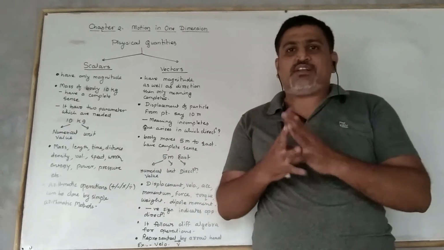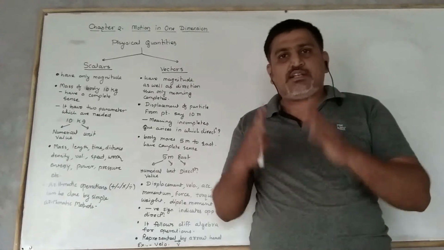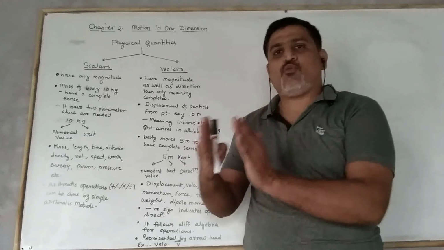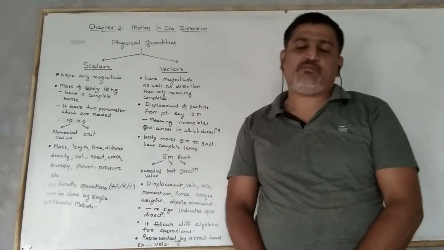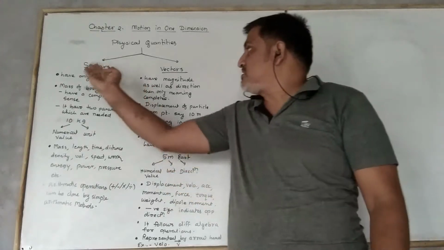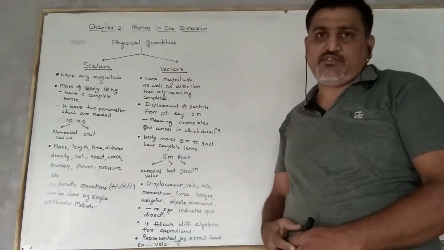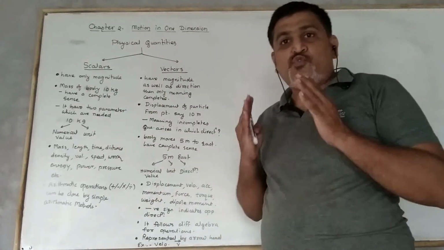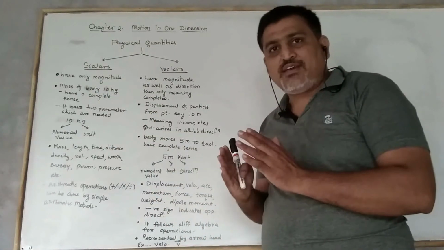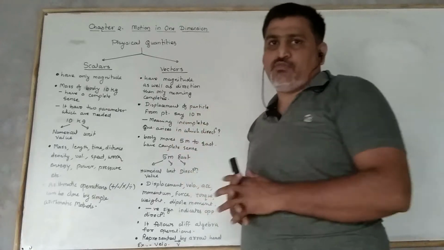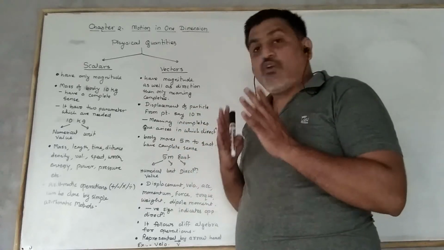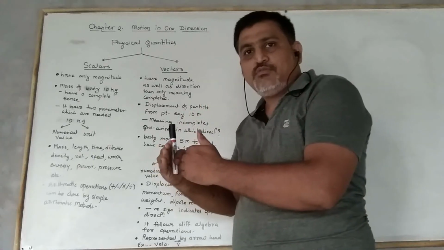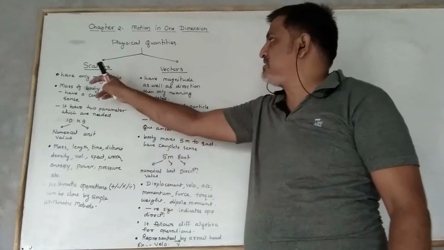But these physical quantities get divided into two different categories as per their nature. First is scalar and second is vector. What do you mean by scalar? A physical quantity which requires only a magnitude to express itself is known as a scalar quantity.